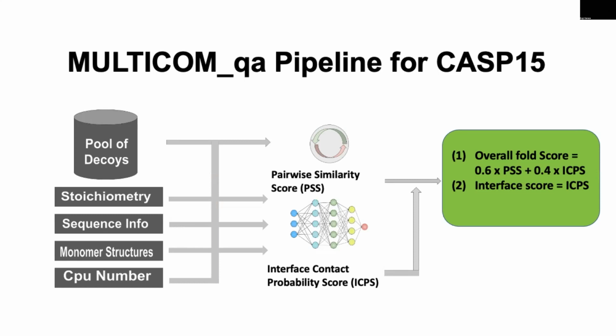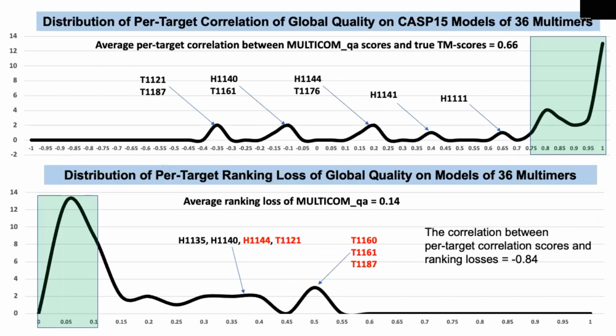Now, that's our method. Now I'd like to summarize our results. We use two metrics to evaluate our method. The first is the Pearson's correlation between the predicted score and the true TM score of each model. We calculate the per-target correlation, then plot those correlation scores for all the targets here.